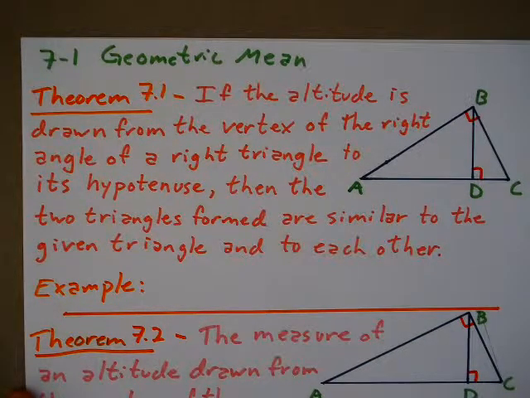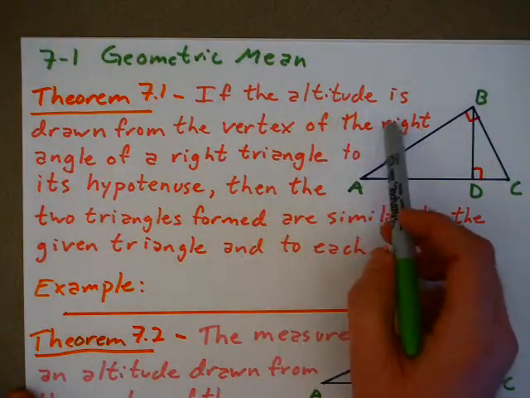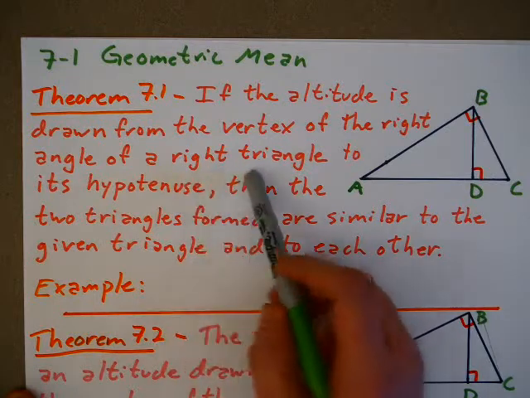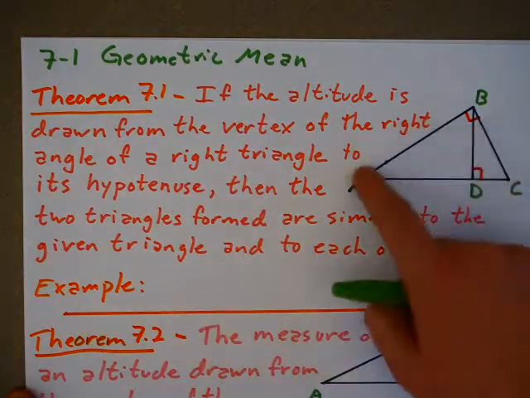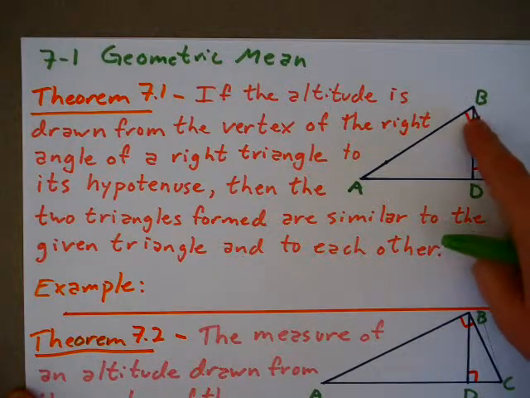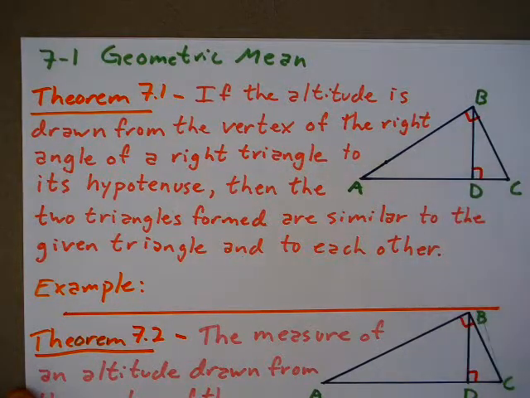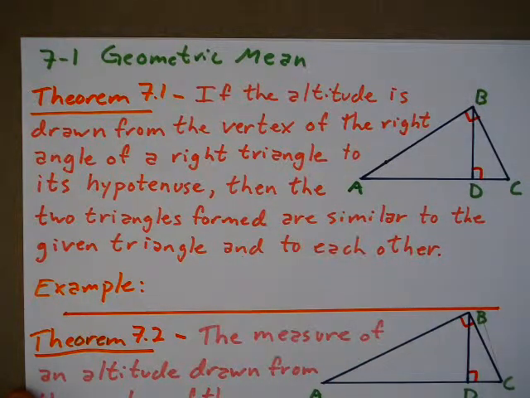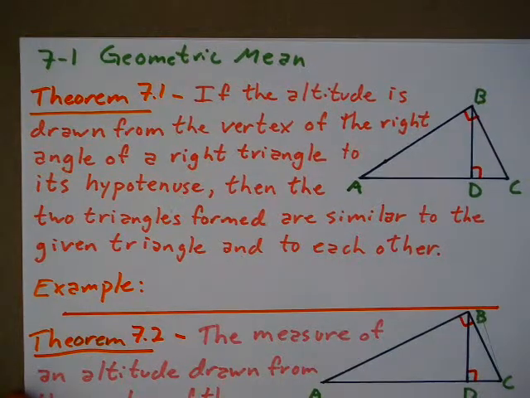So the first theorem says that if the altitude is drawn from the vertex of a right angle of a right triangle, so here I've got my right triangle ABC, and I've drawn an altitude from the right angle down to the opposite side, to its hypotenuse, so AC, then the two triangles formed are similar to the given triangle and to each other.